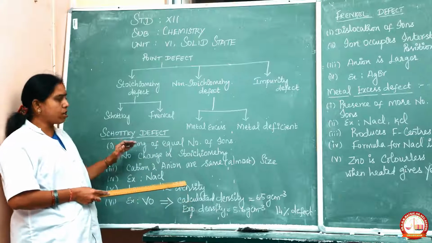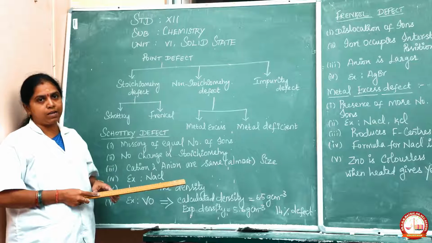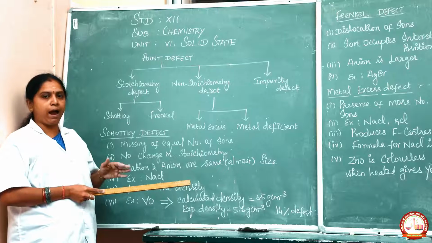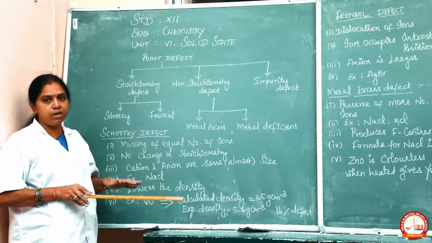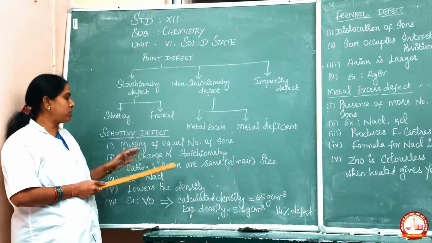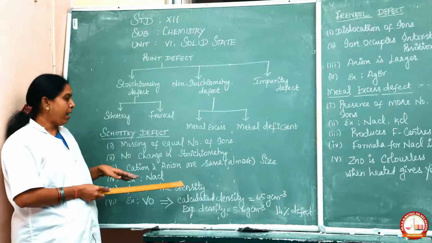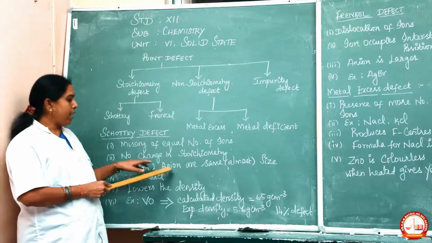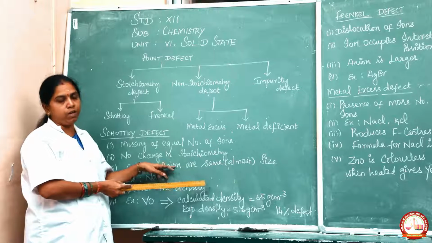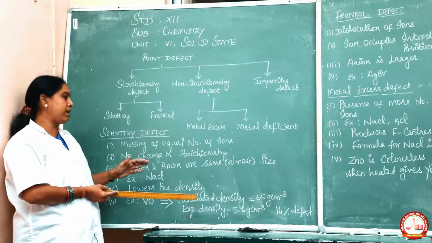In this Schottky defect, there may be missing of ions from the crystal lattice. So the missing of cations will be equal to the missing of anions. Since the ions are missing equally, there is no change in the stoichiometry. So the crystal remains neutral, and moreover the cation and anion sizes remain almost the same. Even though there is some difference in size, they are almost similar.